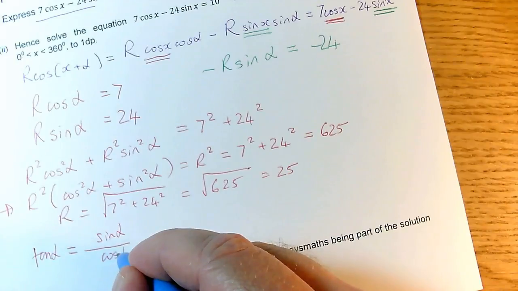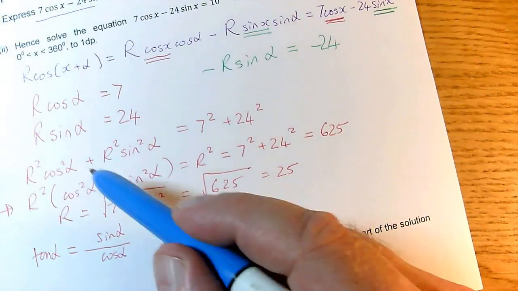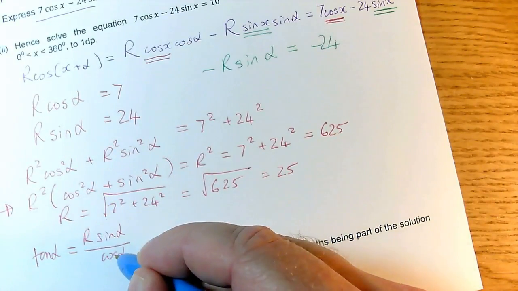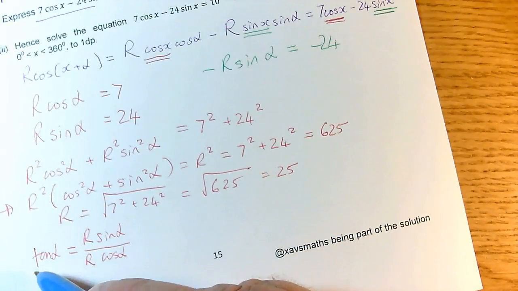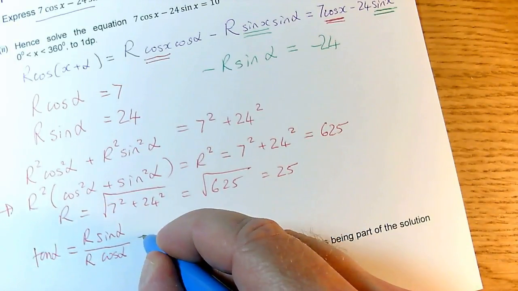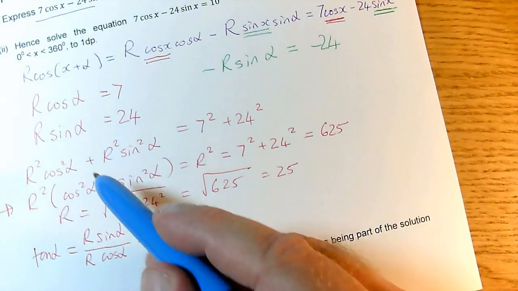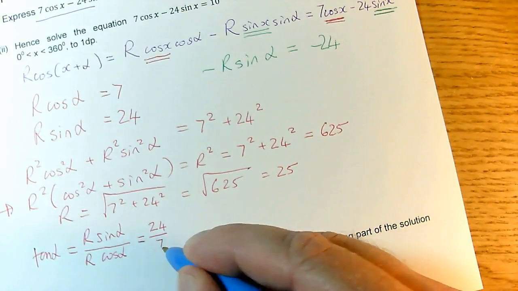Now I haven't actually got sine alpha or cos alpha individually yet, but I have got r sine alpha and r cos alpha, and they will work just as well. R sine alpha divided by r cos alpha, the r's will cancel, it will still give me tan alpha. That tan alpha is going to be r sine alpha over r cos alpha. I know that r sine alpha is 24 and r cos alpha is 7, so I've got tan alpha is 24 over 7.